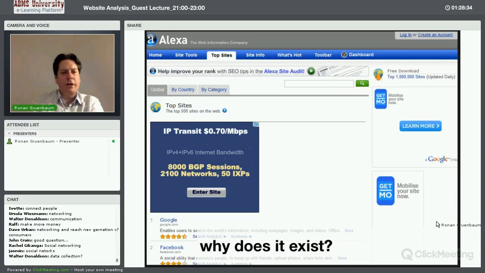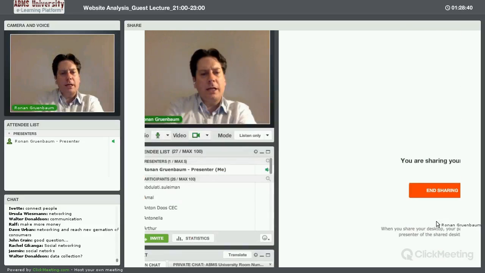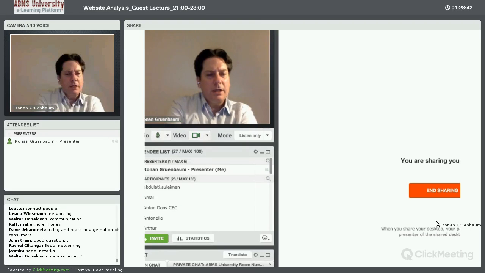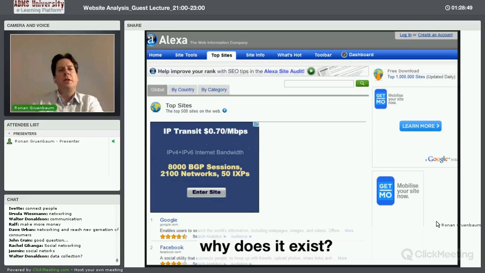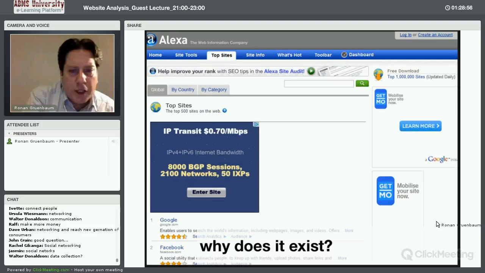Alexa is a great place if you want to find out about a website, get some statistics and so on. Just go to alexa.com. Anyone, why does Alexa's website exist? Data collection, yeah. I'm not sure. Alexa does data collection, it delivers it. But they've also got some advertising, as you can see on the right-hand side.